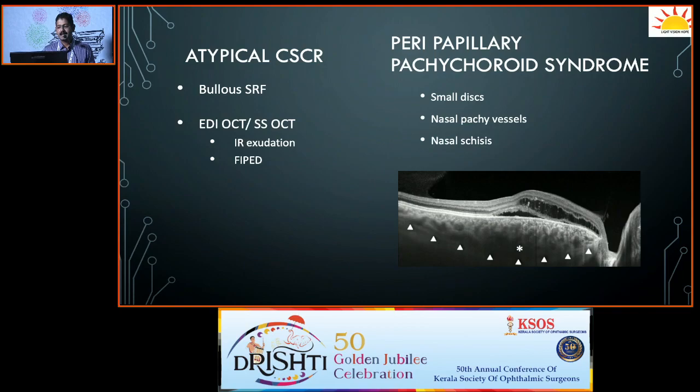and along with that you can see FIPEDs over there. And the next entity is peripapillary pachychoroid syndrome. Whenever you see these cases, you will see small disc and nasal pachyvessels. Usually when we talk about pachychoroid, if you look at the choroid here, this is a PPCS. Normally the temporal choroid will be thicker than the nasal choroid. In PPCS, you will see that the nasal part of the choroid is much more thickened, and along with subretinal fluid, you will also see nasal schisis, that is fluid in the intraretinal region.